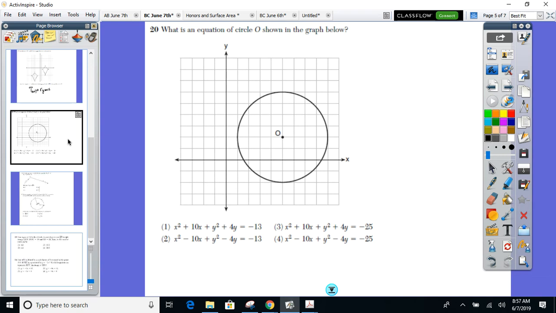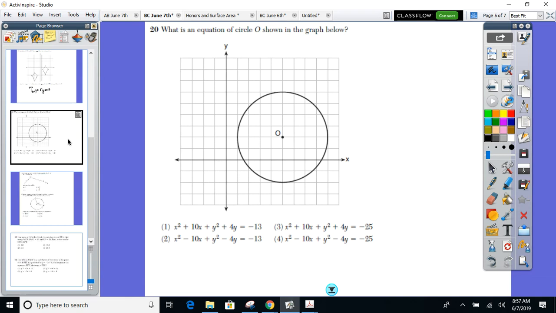Question 20 of your June 2018 Regents. What's the equation of circle O? I could care less about the multiple choices right now because this may be a Part 2 question where you have to come up with the equation on your own. Can we build the equation just by that graph?